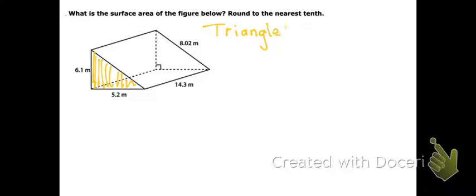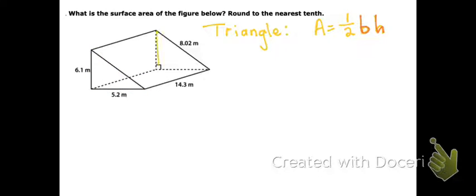Now to find the area of a triangle, it is 1/2 times the base times the height. So notice, this is the base, and this is the height. So just substitute those in, and you'll have the area of that triangle.